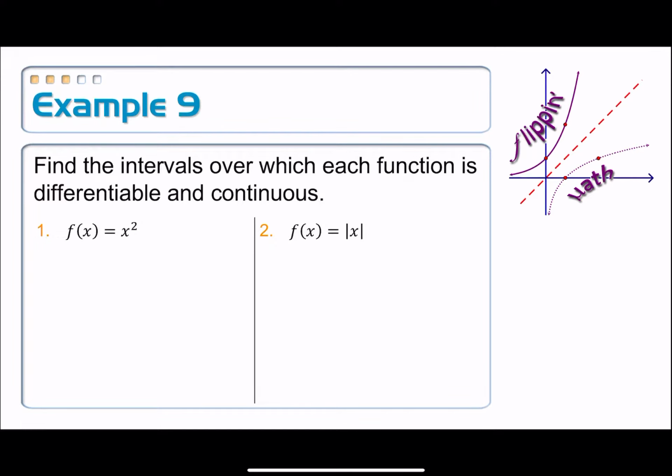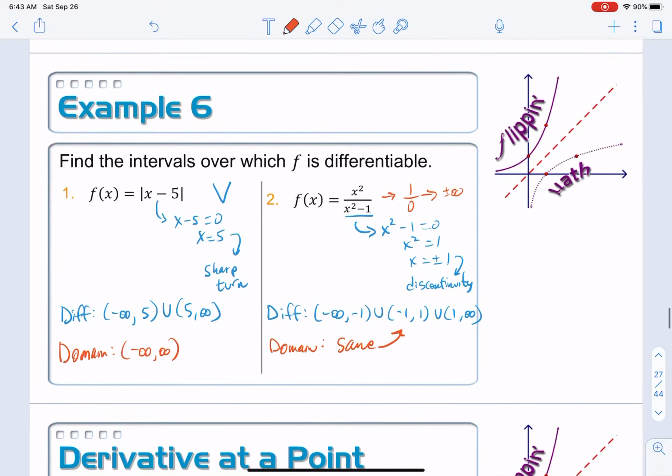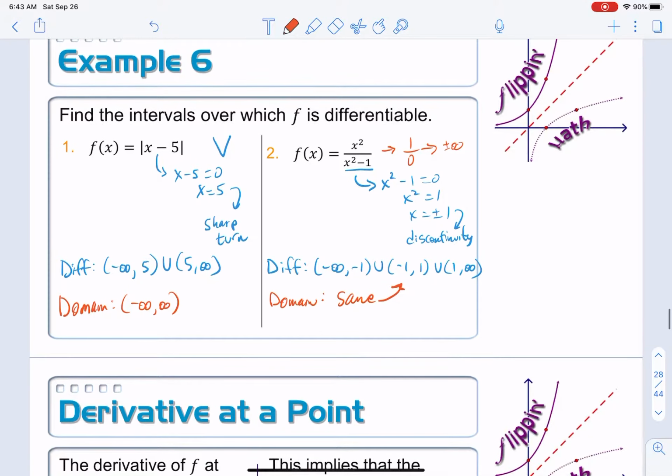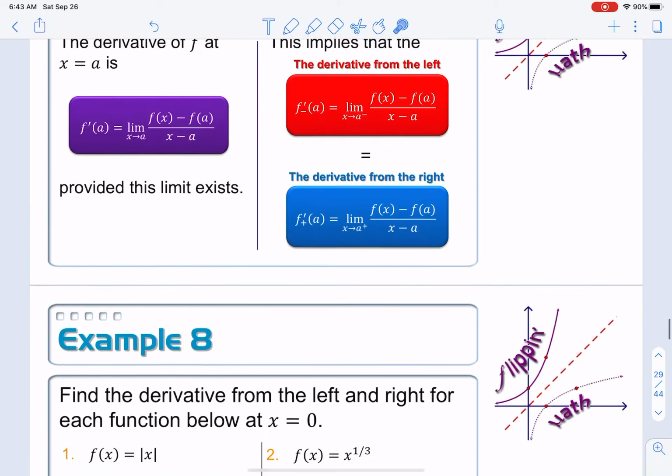Find the intervals over which each function is differentiable and continuous. So this is pretty similar to what we had done back up here, where we're finding the intervals over which it was differentiable. And I went ahead and compared it to the domain. We're going to do the same thing again.